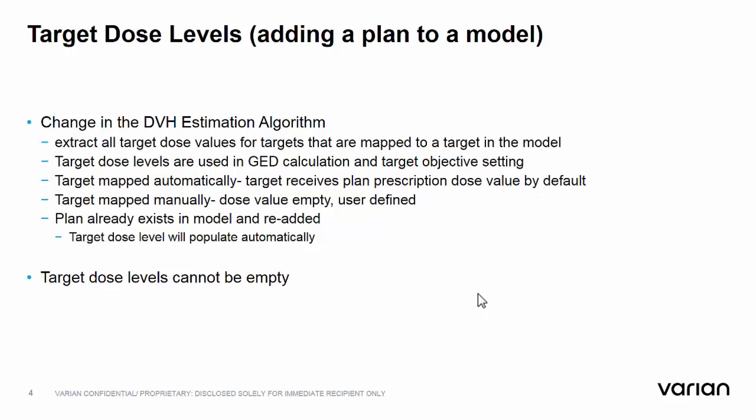When a plan is added to the model and data is extracted, the DVH estimation algorithm was modified in version 15.5 to extract the target dose values for all the structures of a plan that are mapped to a target in the RapidPlan model.